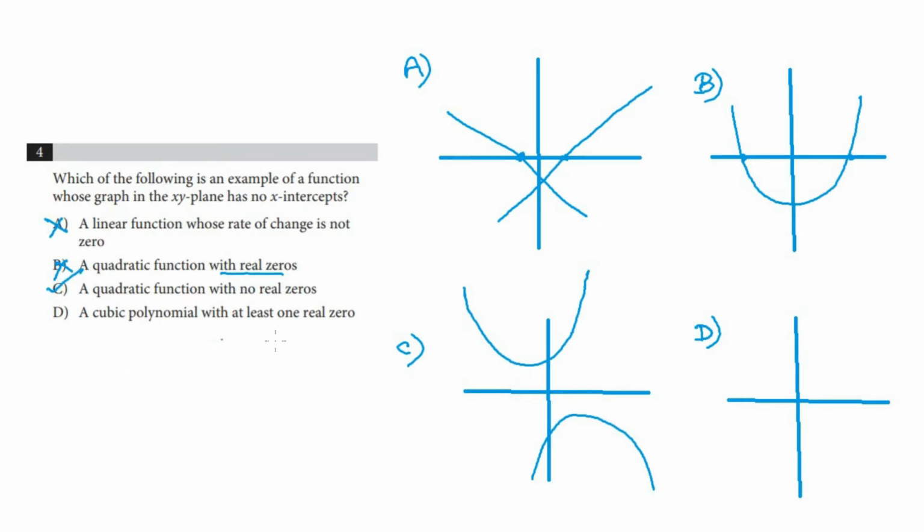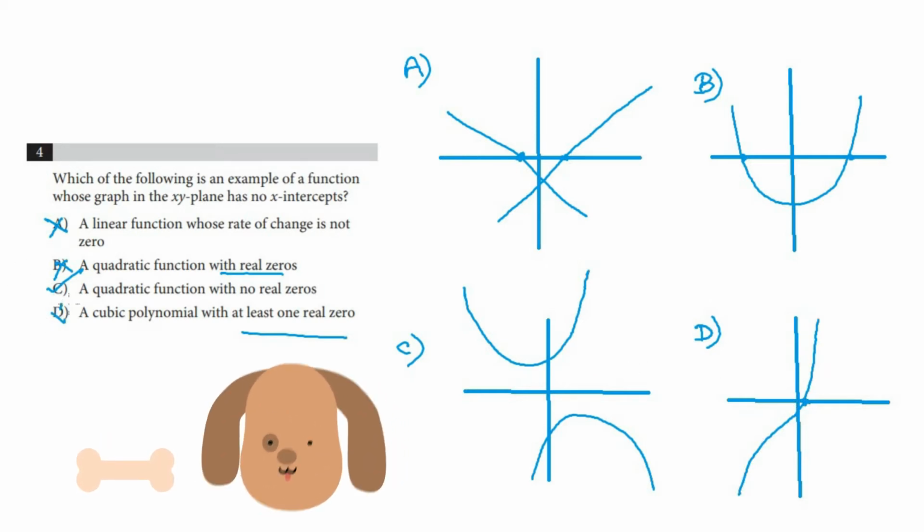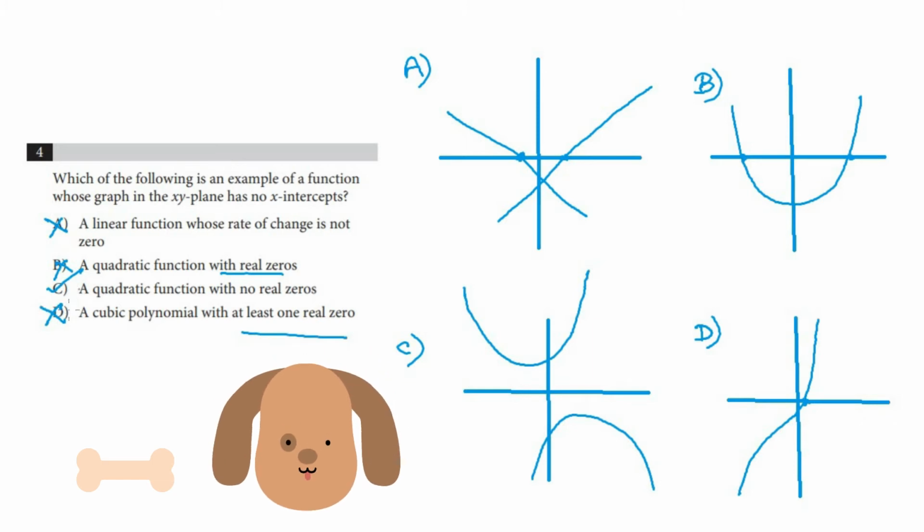For a cubic polynomial with at least one real zero, when it says one real zero, that means it has at least one x-intercept. So, it can look like this. It will have one x-intercept. So, option D is not possible either. Answer will be option C.